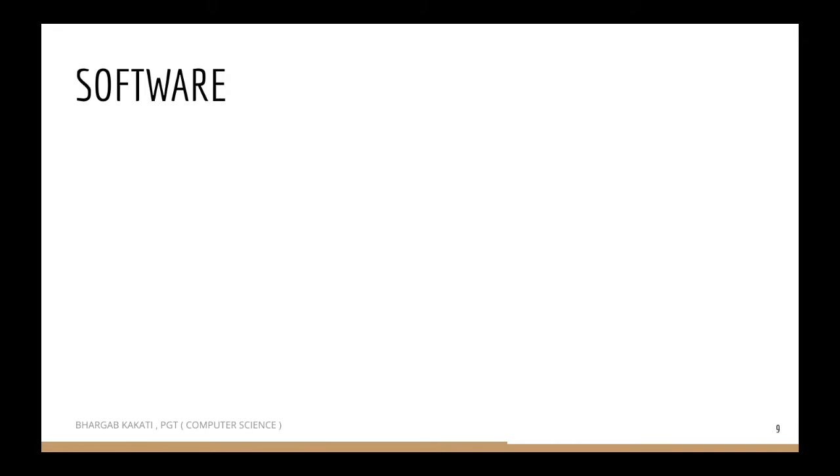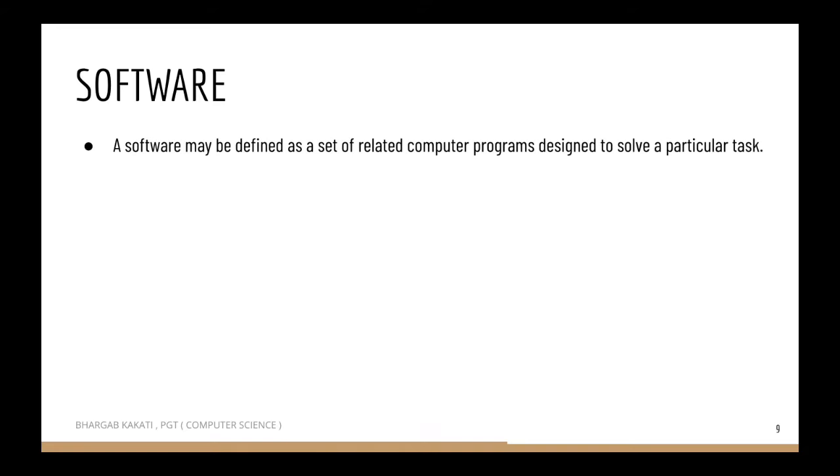Next is software. What is software? A software may be defined as a set of related computer programs designed to solve a particular task. Now if we have a number of programs which are destined to do a particular task, then it is known as a software. So it is a set of related programs used for solving a particular task.